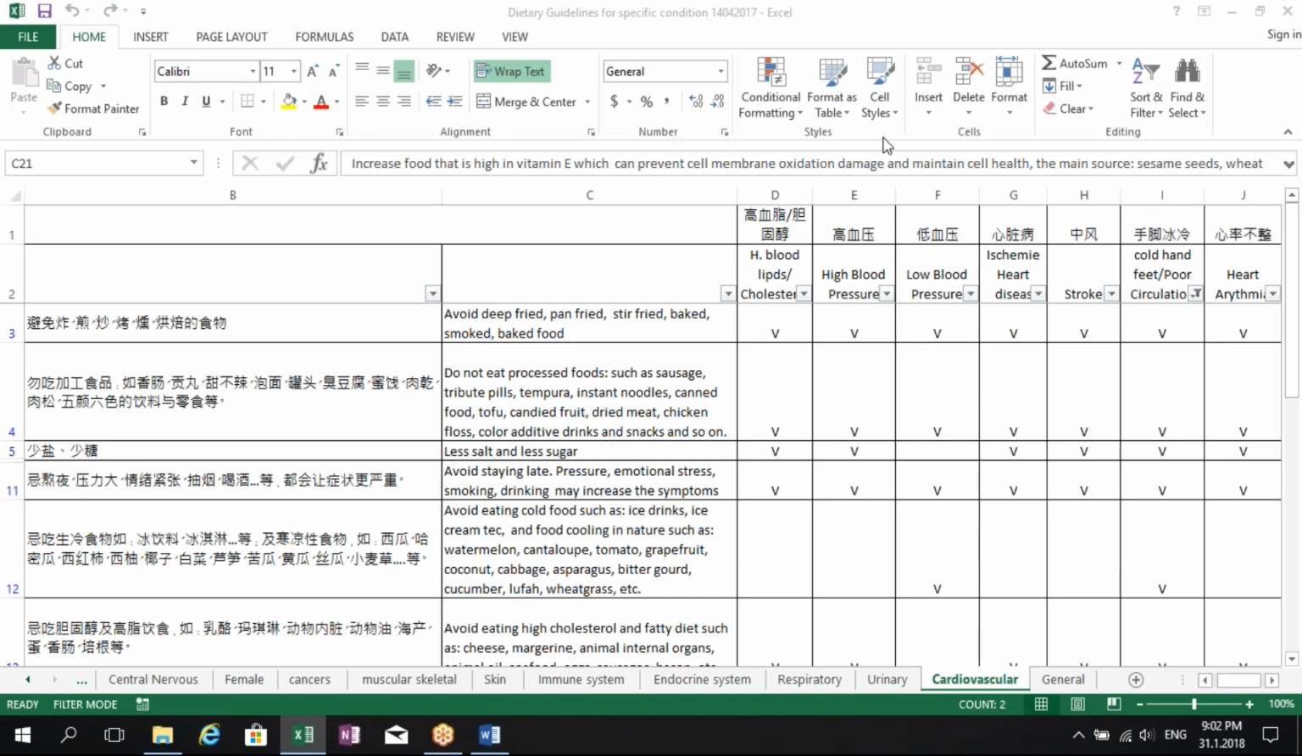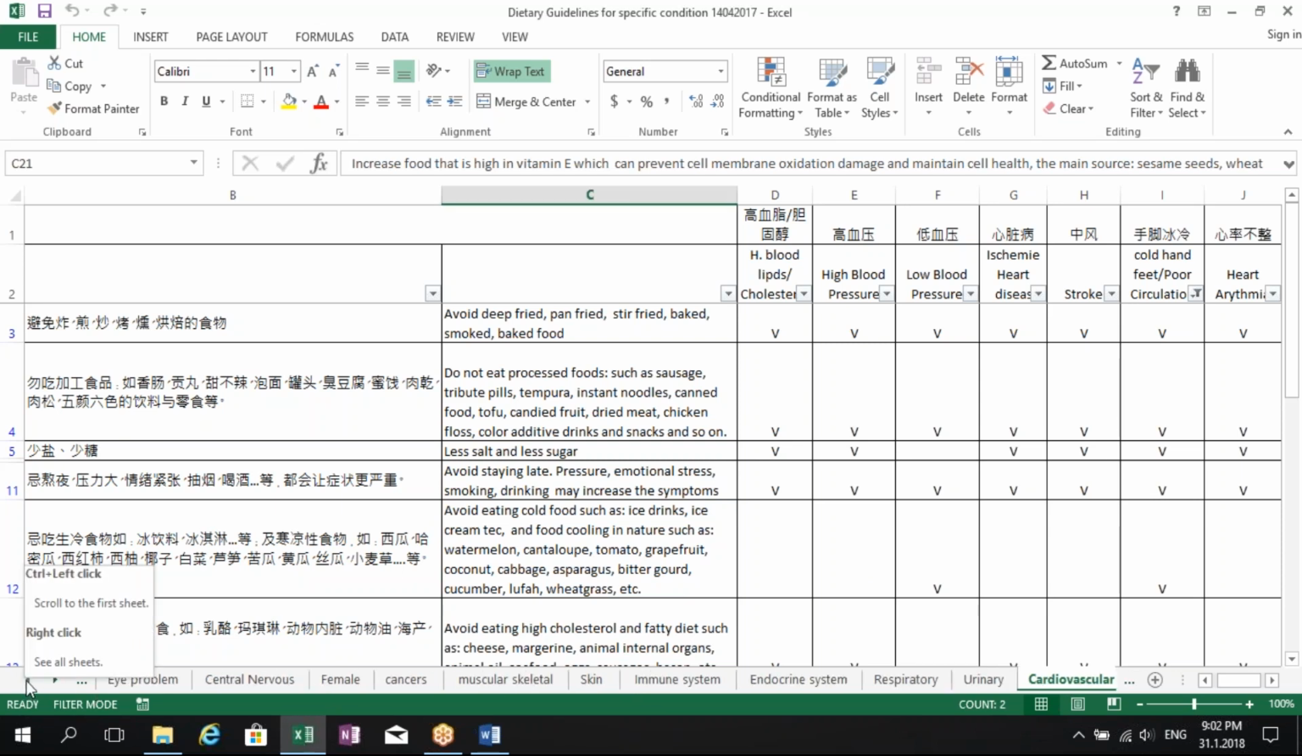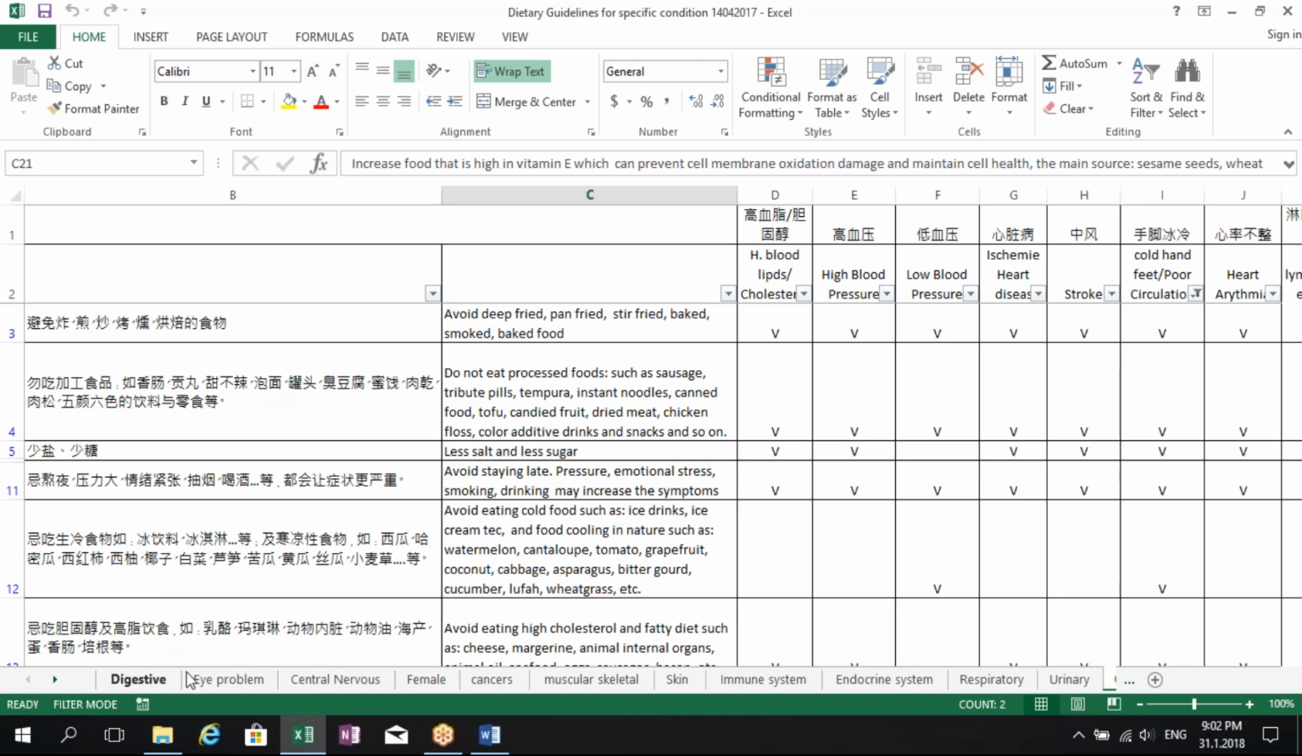Okay, now you've gotten the guidebook already. Let's see how you will use it to give advice to your customer. First of all, listen properly. You go to the section where you get your cardiovascular, digestive system. Can you open the tab where you get your digestive system? Can you go and find it?